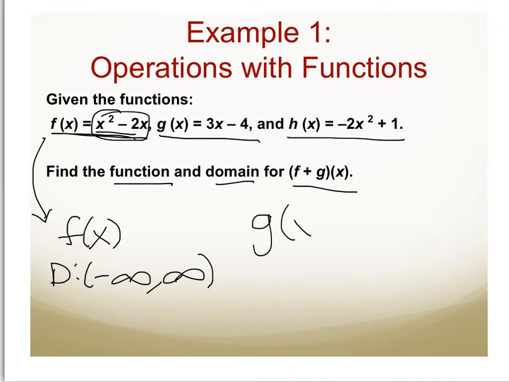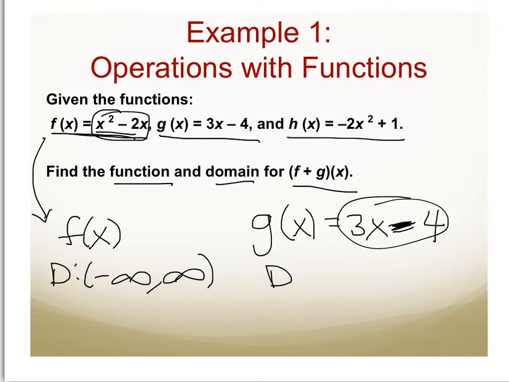G of x is a straight line, 3x minus 4. Oops, minus 4 is what I meant to say there. That is a straight line. Again, we don't have a square root or an even root or x in the denominator because we have no denominator there other than, I guess you could put a 1 on the bottom if you wanted to. Your domain here would be negative infinity to infinity. It's a straight line from left to right that extends infinitely to the right and infinitely to the left.